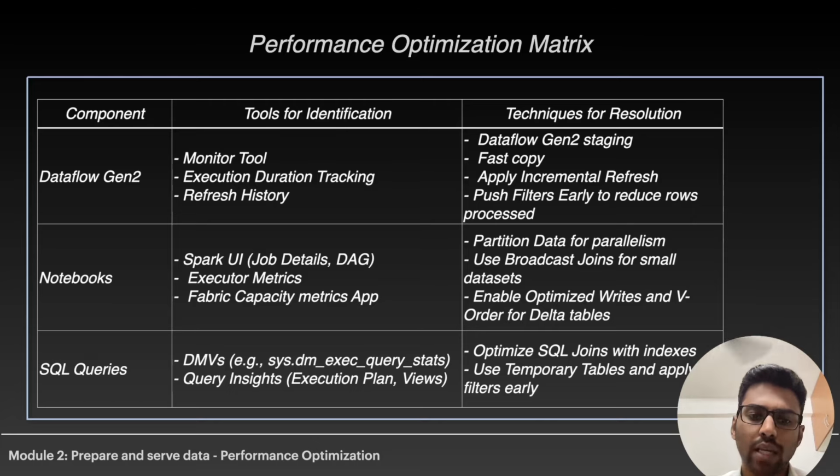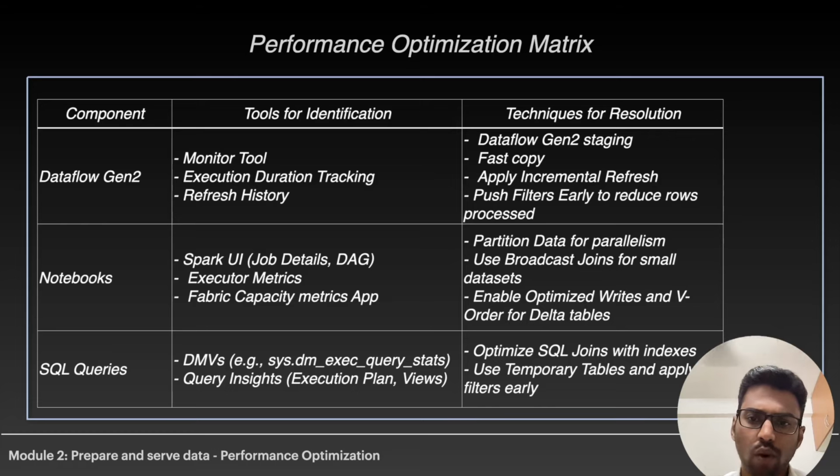And you can look at the query execution plan to identify the actual execution plan, and then try and identify if there is any need for an index to be created. In case of complex joins, you can optimize those as well.